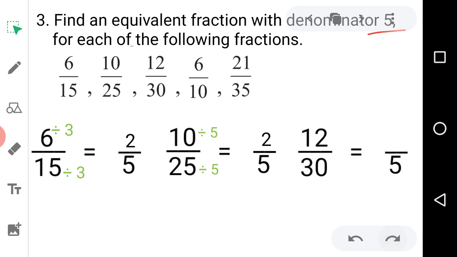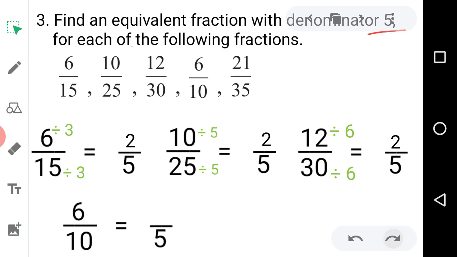Now see the next one. Next one is 12 upon 30. Again 5 is smaller than 30. So we divide by 6. 30 divided by 6 is 5. So here we need to divide 12 by 6. 12 divided by 6 is 2. So we get an equivalent fraction 2 upon 5 of 12 upon 30.